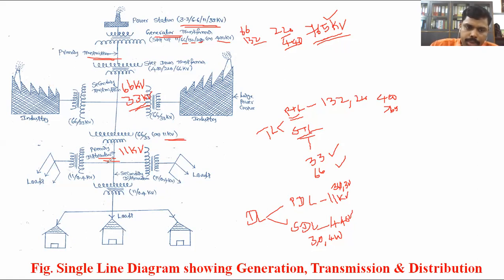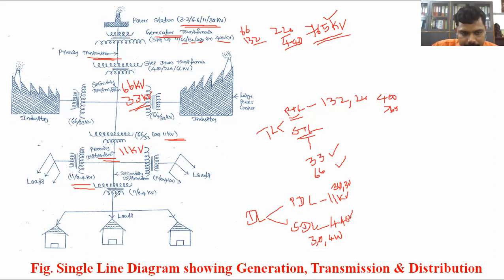Again, in the primary distribution line, tapping is taken only for a few distribution substations and the medium industrial consumers. Again, a step down transformer is kept in the industrial consumer premises. This 11 kV is stepped down into 440 volt or 400 volt.